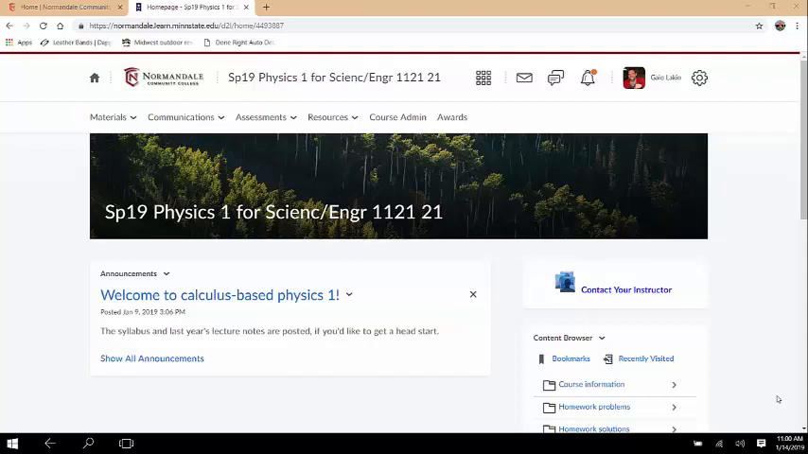This is Physics 1 with a calculus requirement, so be sure you're in the right class. You need to have had calculus. This is the one you want if you're thinking of being a physics major or any kind of engineering major, or if you just have a special interest in this topic.